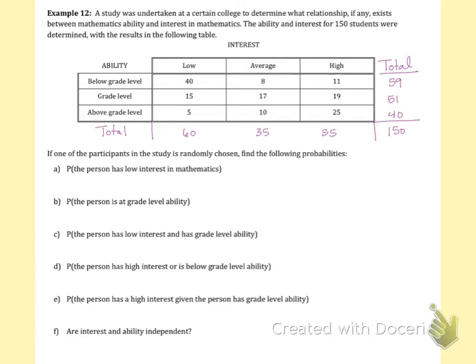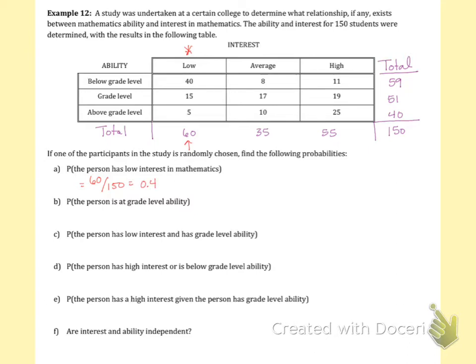So now for part A, it says, what's the probability the person has a low interest in mathematics? So we're looking at this low interest column, and we have 60 students who have low interest out of this total 150 students. And when we write this as a decimal, we get 0.4.